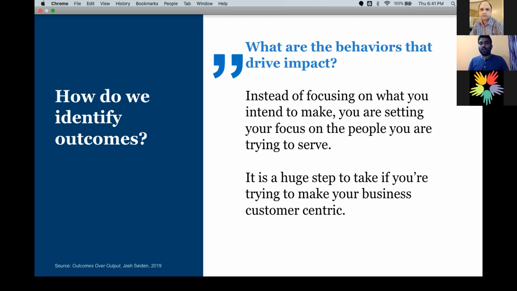So instead of focusing on what you intend to make, like the app that we built in my case, or the well that we are building in this example, you're setting the focus on the people you're trying to serve. You're trying to validate with the customer upfront whether the problem we're trying to solve is something the customer is responding to. So what are the behaviors that drive impact? Is that behavior driving towards impact? People changing their behavior to use a different medium, is that helping us drive business results? If you're thinking along those lines, it is a huge step toward making it customer centric.